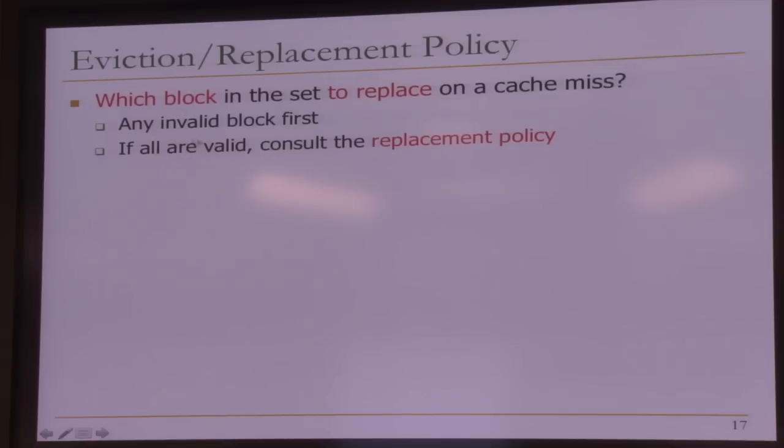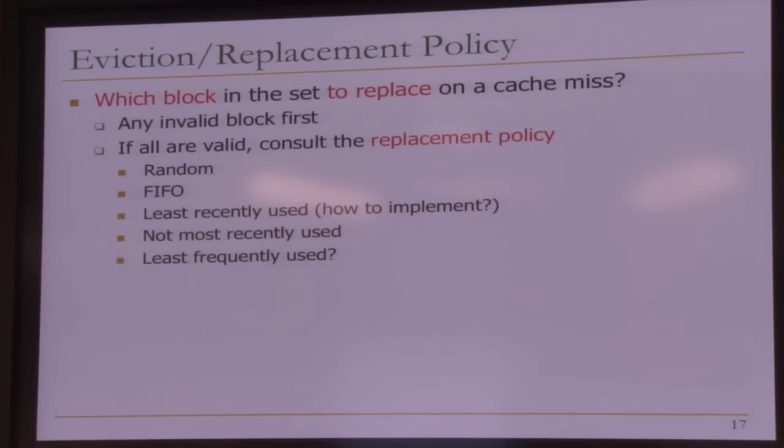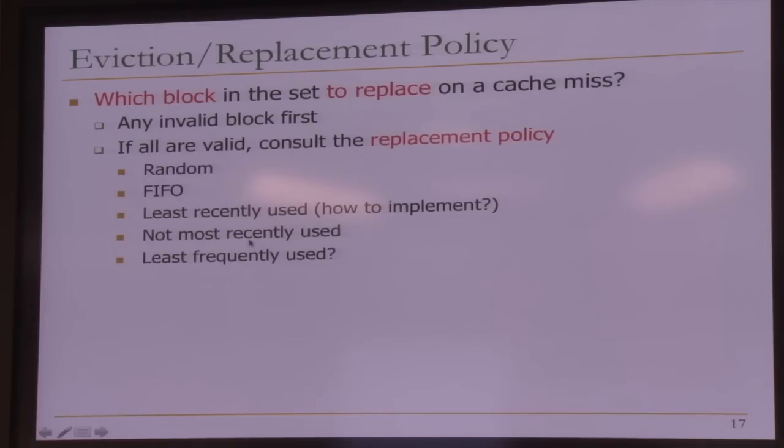If all blocks are valid, then you consult the replacement policy. Right? And there may be many replacement policies. LRU we talked about. But random is actually a pretty good one, too, or could be a pretty good one. Could be FIFO, first in, first out. You can imagine whether that's good or bad. Least recently used, we've discussed this, and we're going to look into that more. Not most recently used. This could be a simpler version of least recently used, right?